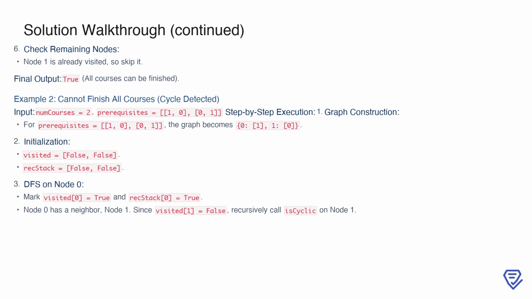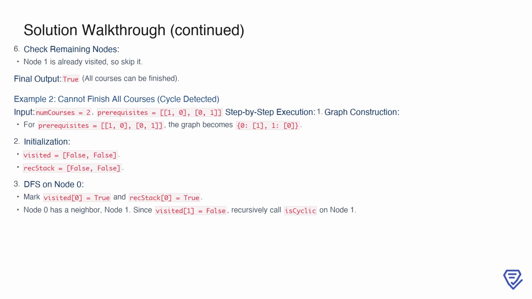Now, let's consider a second example where it's not possible to finish all courses. This time, we have two courses with prerequisites forming a cycle. Course 1 depends on course 0, and course 0 depends on course 1. First, we construct the graph as 0, 1, 1, 0. Next, we initialize the visited and recstack arrays as before, with all values set to false.